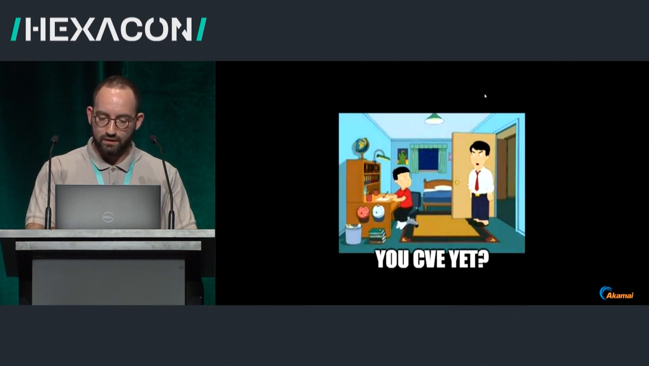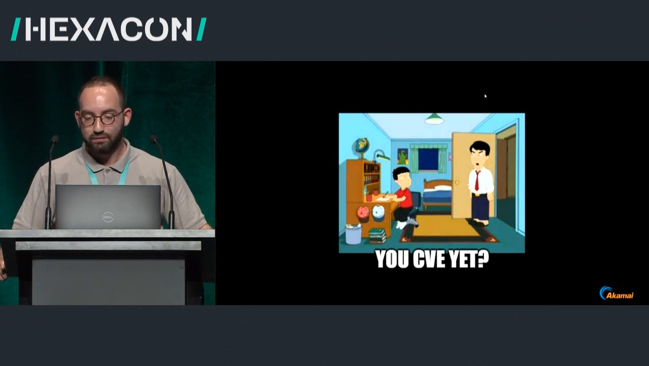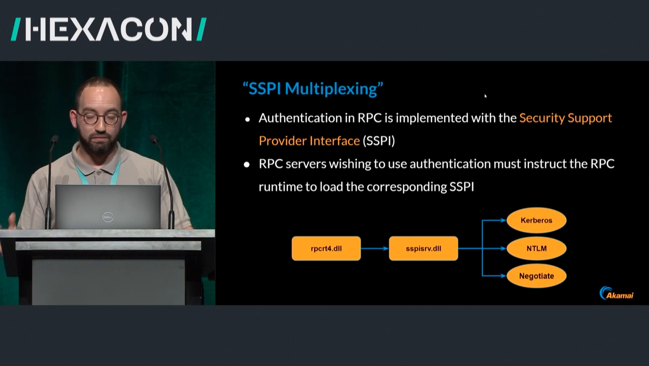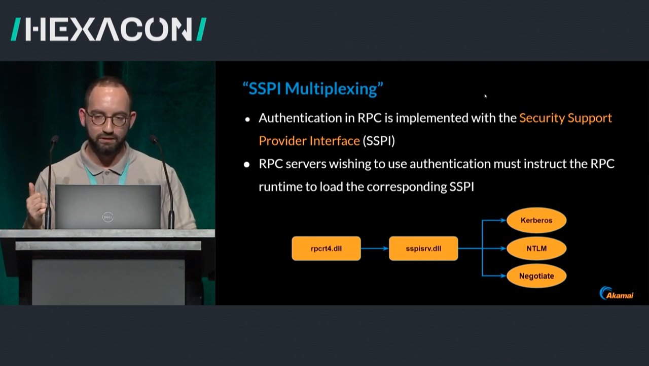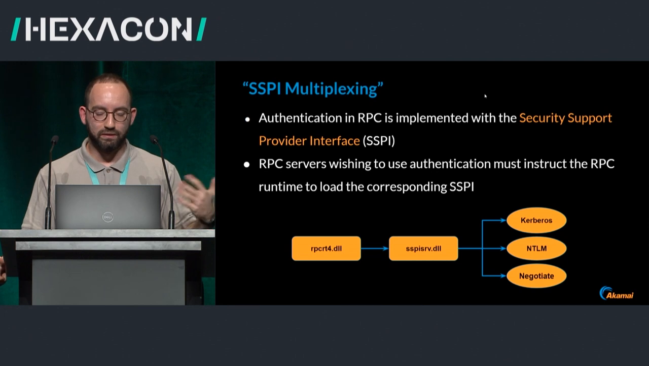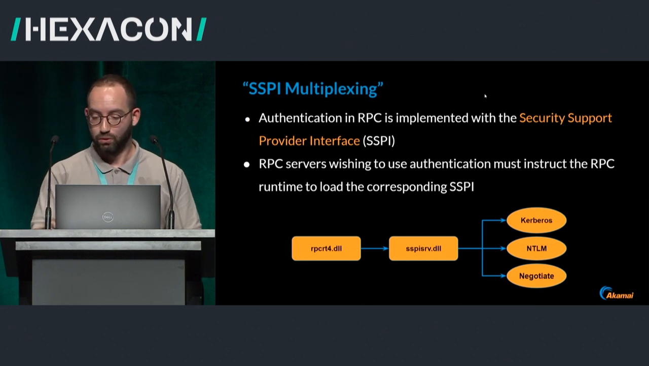Well, not yet. Remember I said that the only requirement for caching was authentication, and the only requirement for authentication is that the server register with a security provider. The WKSSVC doesn't register with anyone. But in something we found as part of the research, there's a very nice behavior that we dub SSPI multiplexing. Basically, authentication in RPC is implemented with the Security Support Provider Interface, or SSPI. This is a very glorified way of saying that all security providers are basically DLLs that expose the same function names, so they can all be called the same way. Now, when RPC servers register with an authentication provider, they basically just instruct the RPC runtime to load the corresponding SSPI DLL. And since they are DLLs, they should be shared in memory and are basically exposed to all servers.